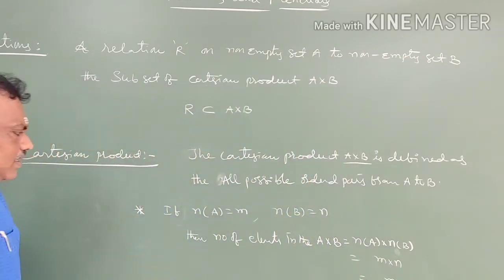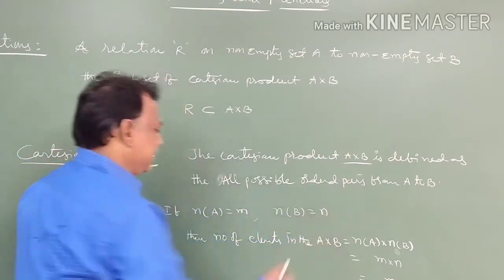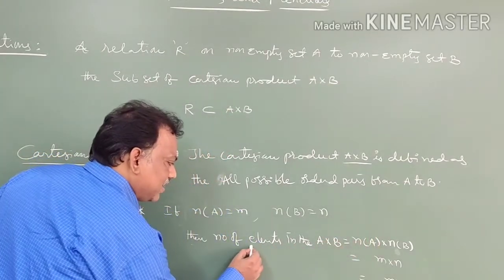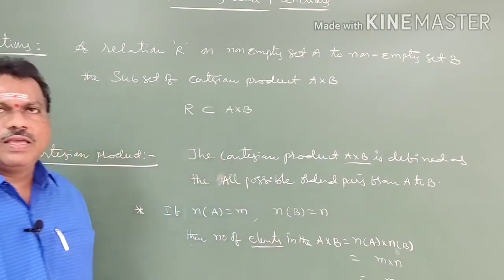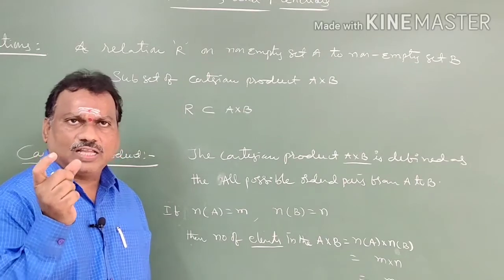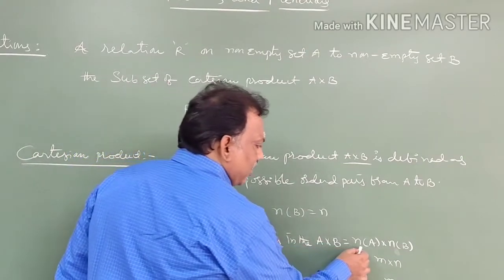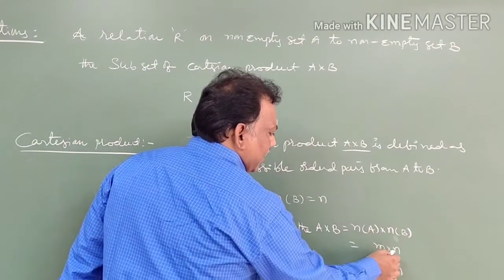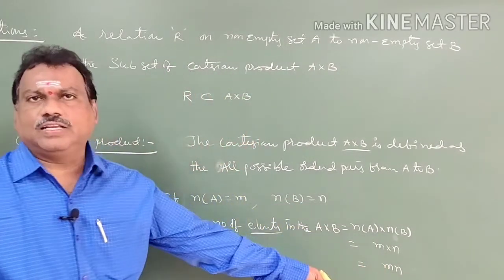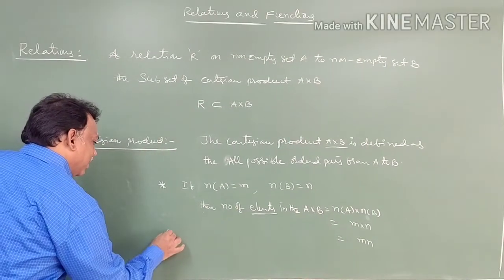Once again I will repeat it. The number of elements in set A is m, the number of elements in set B is n, then the number of elements in A cross B. Here elements means nothing but ordered pairs. A Cartesian product element is always a pair of elements, the ordered pair is called an element. So the number of elements in A cross B is n of A into n of B. n of A is m, n of B is n, so m into n, that is mn.